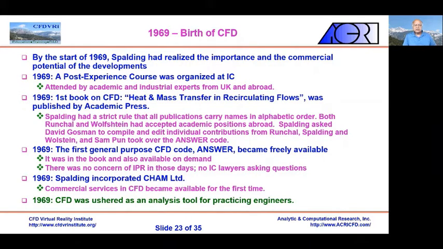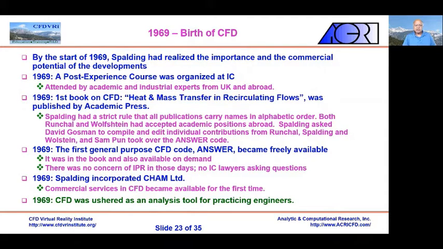Our first book on CFD, Heat and Mass Transfer in Recirculating Flow, which was actually the first book on CFD, was published by Academic Press. I'm often asked by people about the order of the authors. Spalding had a very strict rule that all publications carry names in alphabetic order. Both myself and Wolfstein had academic positions abroad, so we were going abroad.